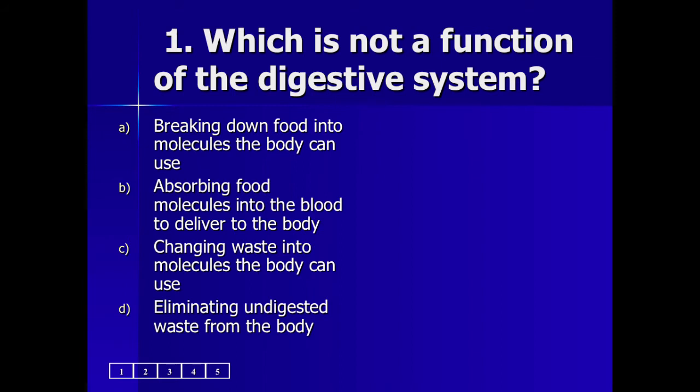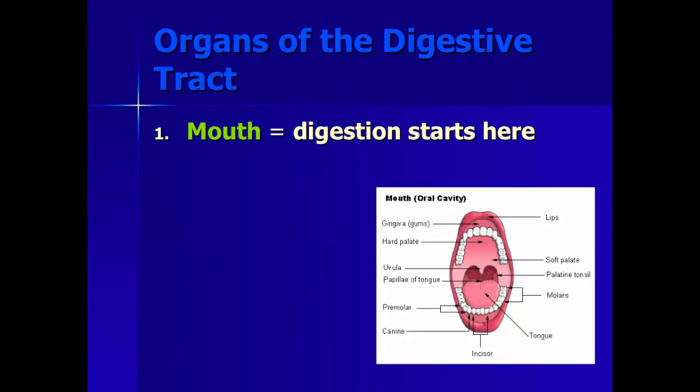So here's a question. I want you to write these on the left-hand side and just write a number 1 and then tell me whether you think it is A, B, C, or D. So which is not a function of the digestive system? A, breaking down food into molecules that can be used; B, absorbing food molecules into the blood and delivering them to the body; C, changing waste into molecules the body can use; D, eliminating undigested waste from the body. So again, A, B, C, or D, and just put it on the left.